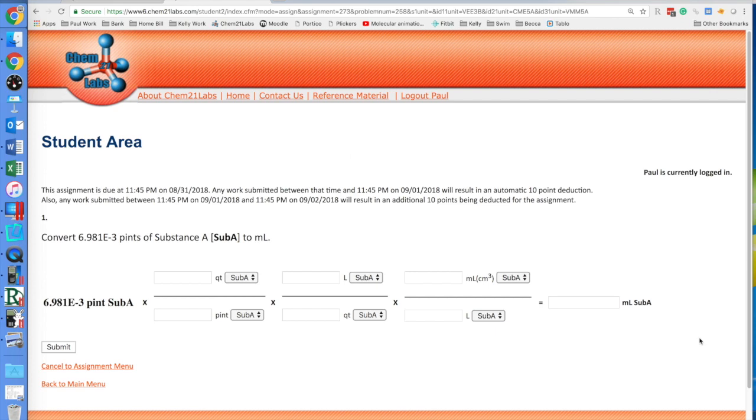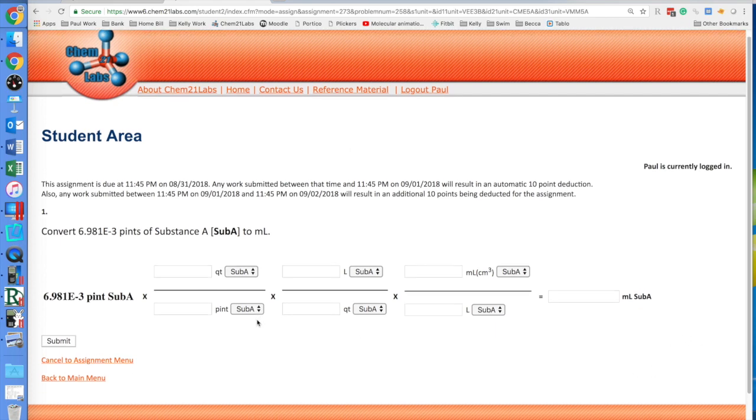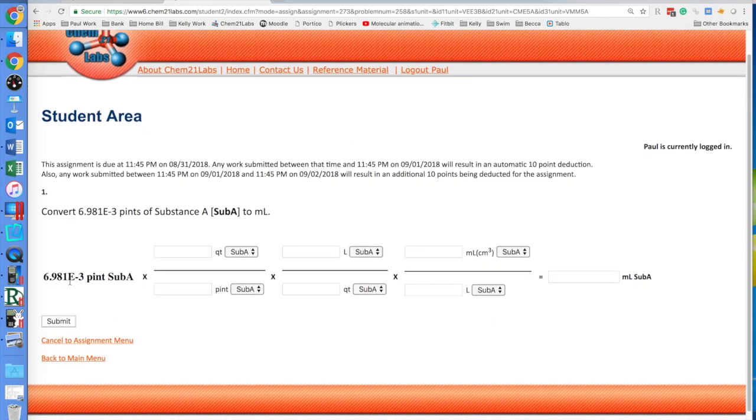CHEM21 will then give you a look of the problem this way. It puts the first numerical value in pints of the substance we're looking at, A, and then I have to fill in the conversion factors. At this moment in time, you may or may not have memorized all the conversion factors, so there is, under reference material, a sheet that will give you these, but you will need to start to memorize these.